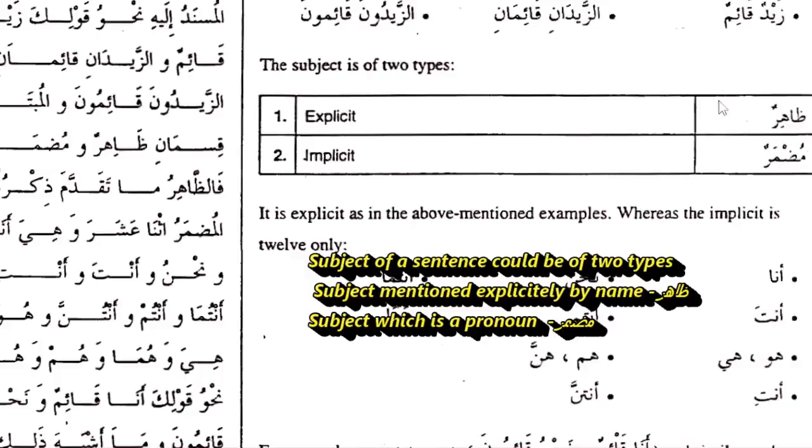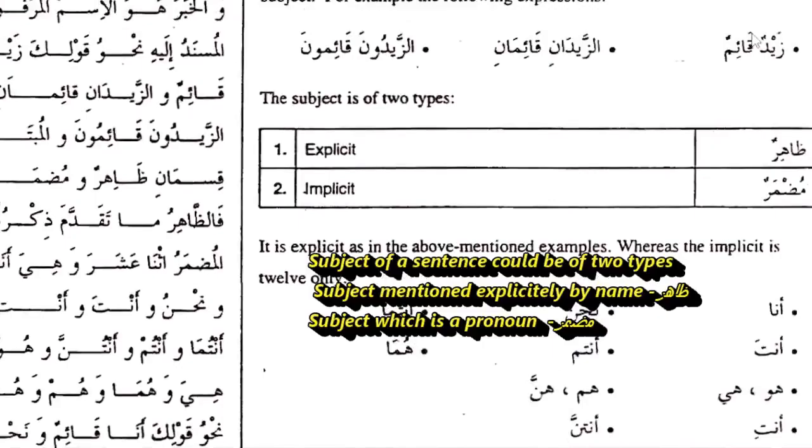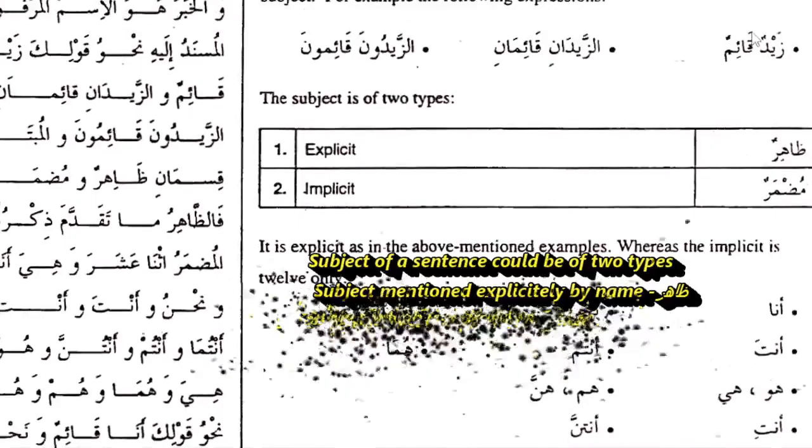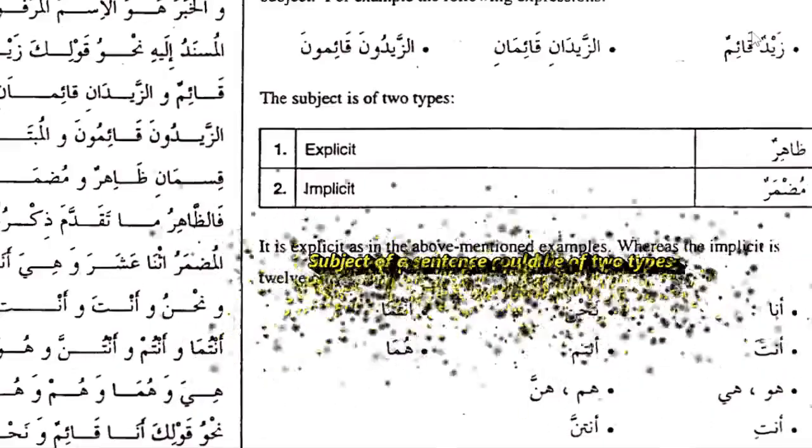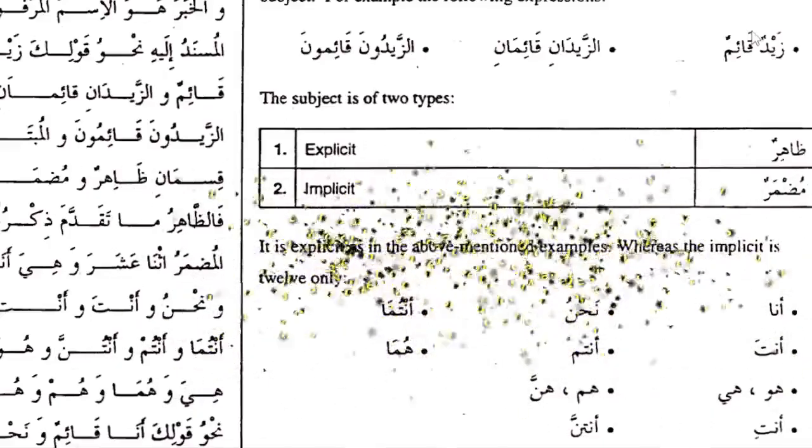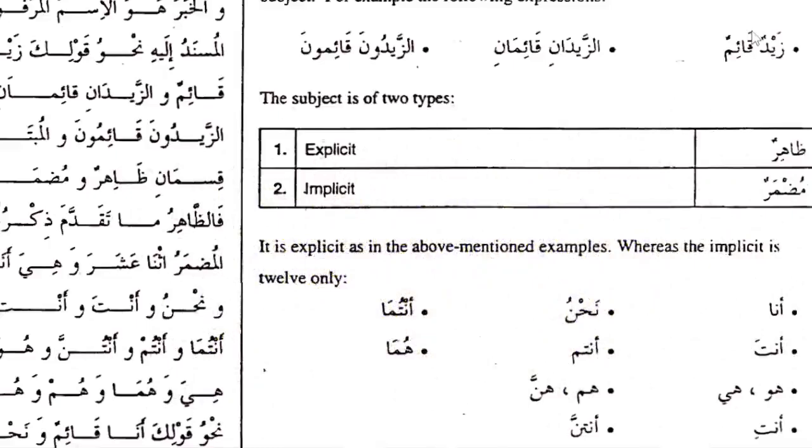So if I say Zaidun qa'imun, Zaid is standing. Who is the subject? You tell me it is Zaid. So he is mentioned by name. His name is mentioned. That is Zohir. But when we say the Mubtada is Mudmir, it means that the name is not mentioned explicitly, but it is represented by a pronoun.